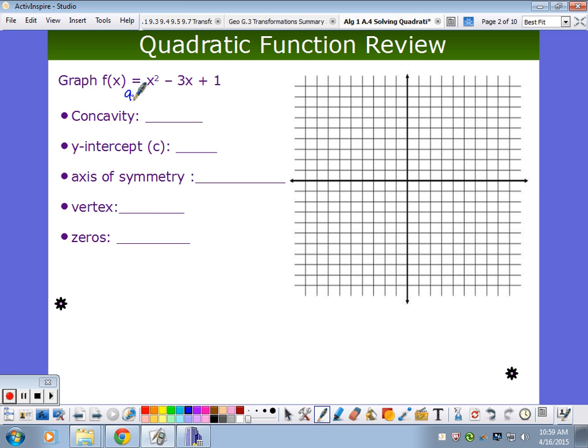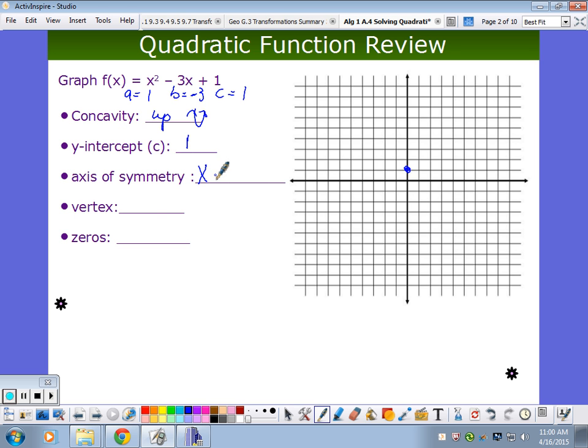So we write A equals, B equals, C equals. What's A? 1. What's B? 3. And what's C? 1. Concave up or down? Up. I know it's a smile, right? What's the y-intercept? 1. Plug in x, right? So I'm gonna graph that one. Axis of symmetry. Yeah. 3/2.